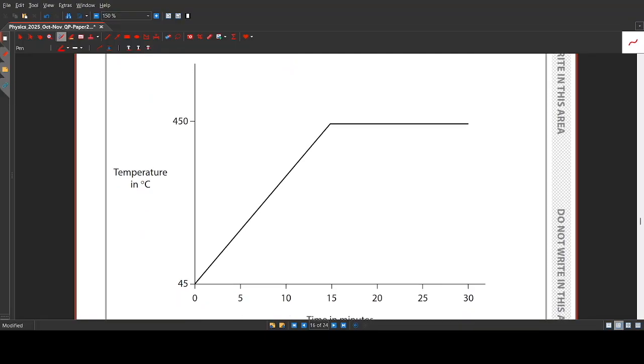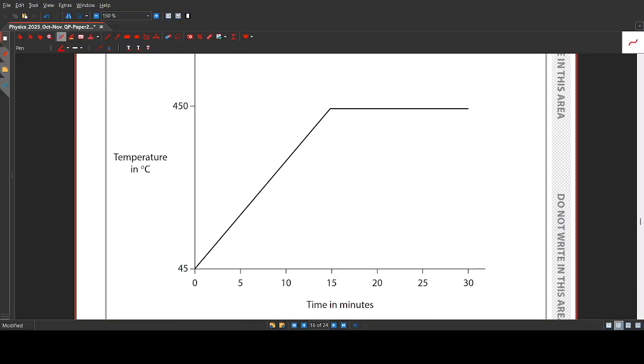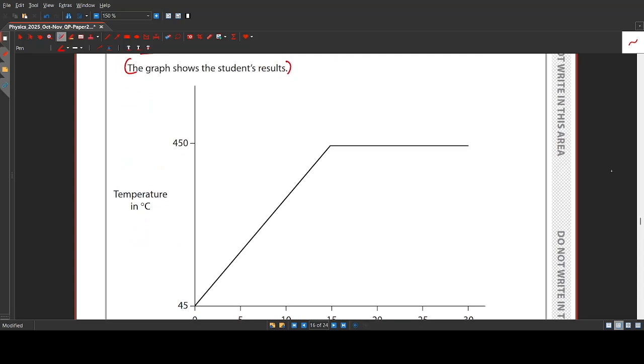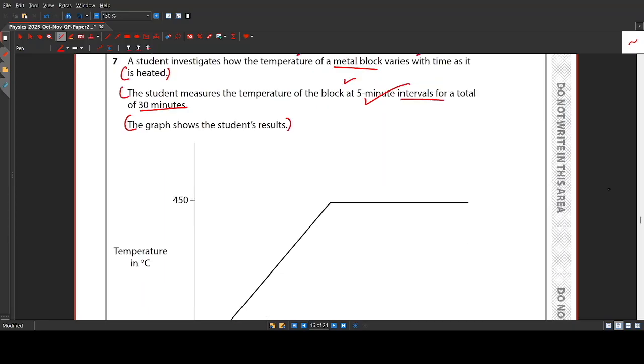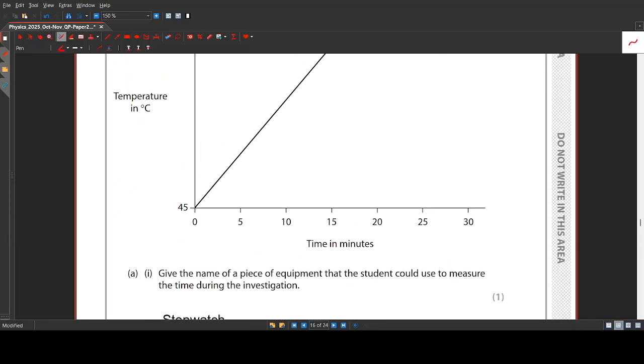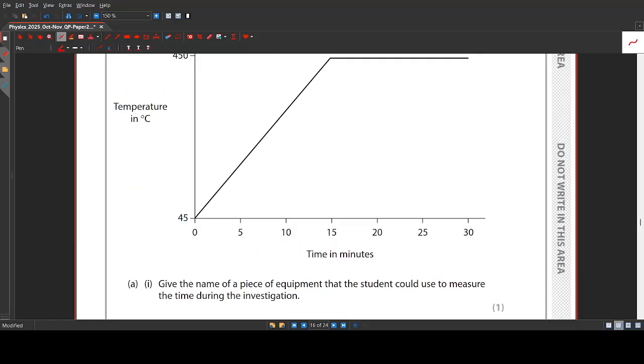We have got temperature on the y-axis and time in minutes on the x-axis. So what the student basically did is that he heated a metal block and he recorded the temperature at 5-minute intervals. First question, give the name of a piece of equipment that the student could use to measure the time during the investigation. We can use a stopwatch or a timer.